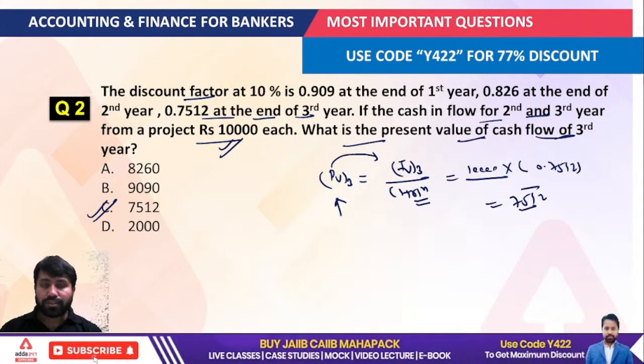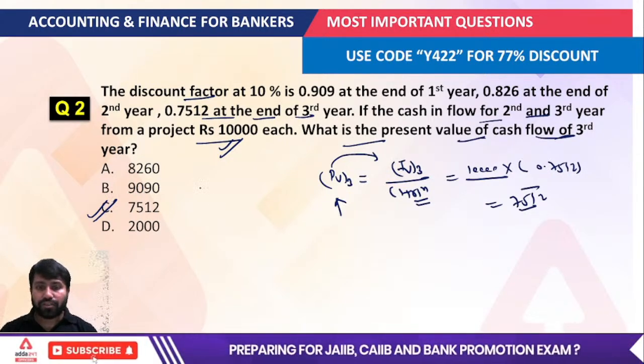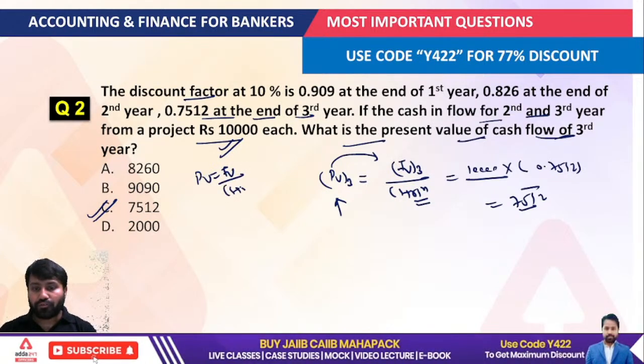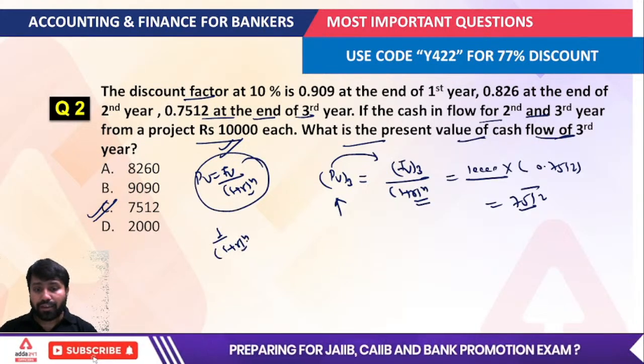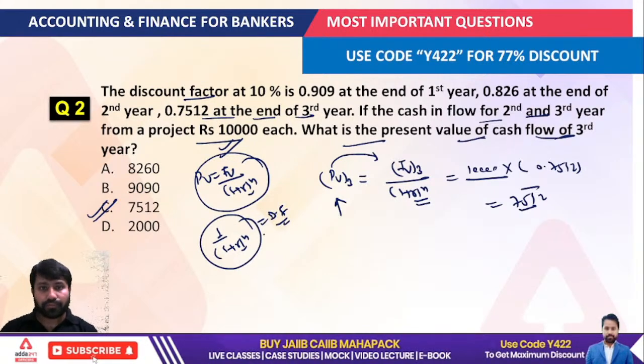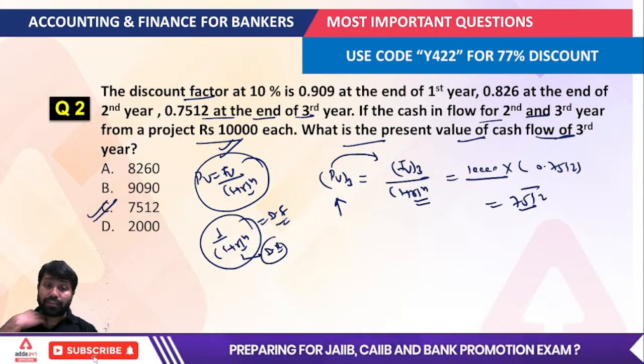Okay, so this is how we have to solve the questions in the examination of this kind. The very first thing you have to understand is the formula: present value is equal to future value divided by (1 plus r) to the power n. Second, whenever the discount factor is given, r just denotes the discount rate, and this value is denoted by the discount factor.